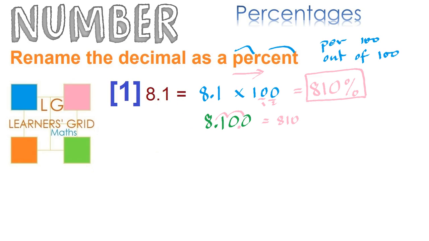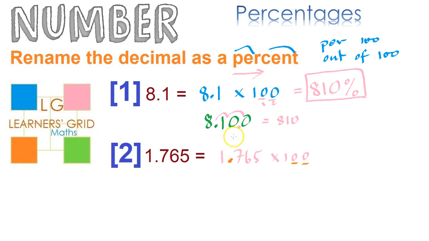Okay, let's try a second example. In this example, we have 1.765, and we're going to use our method of multiplying by 100. So here's the decimal point right here, and we're going to move it however many zeros there are. Well, there's 100, so there's 1, 2 zeros. So we move it one space, two spaces, so the decimal point now is moved there.